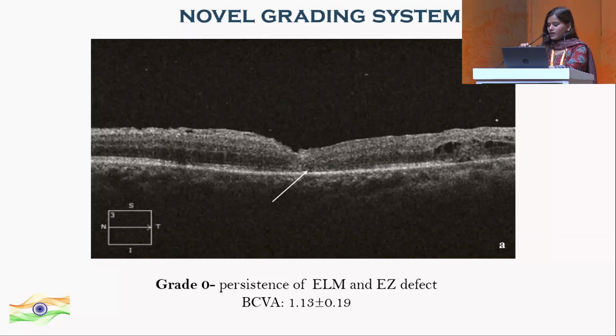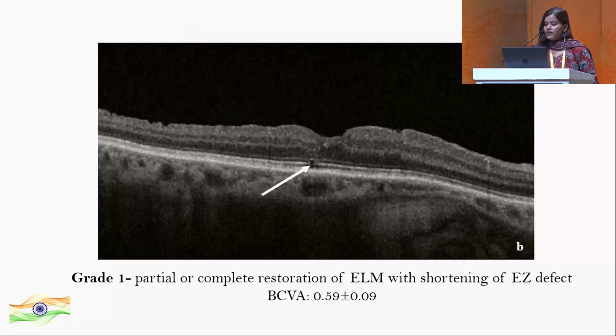Macular hole was graded as grade 0, in which there was persistence of ELM and EZ defect. The best corrected visual acuity in this case was 1.13 plus minus 0.19 standard deviation. Grade 1, in which there was partial or complete restoration of ELM with shortening of EZ defect. The best corrected visual acuity in this group was 0.59 plus minus 0.09 standard deviation.